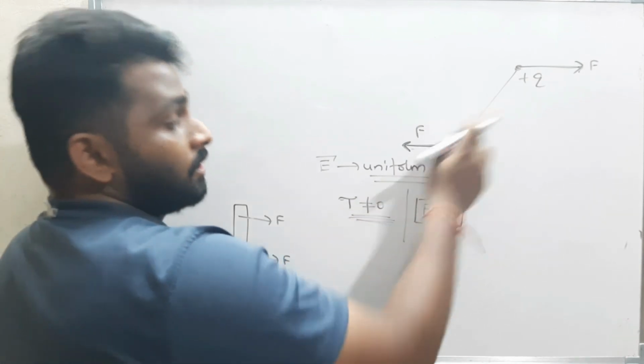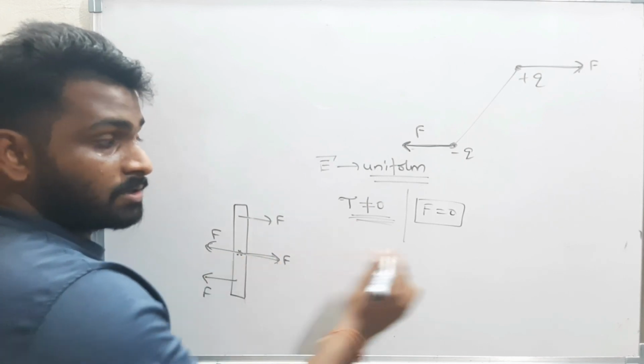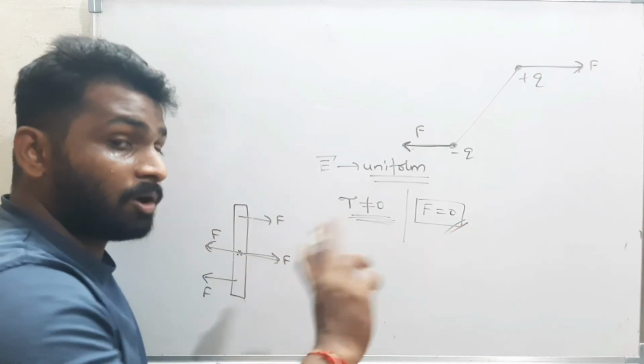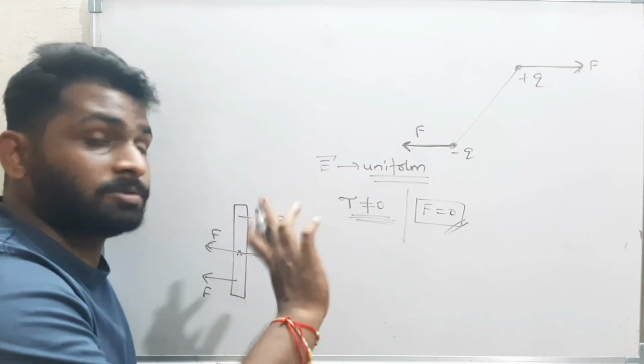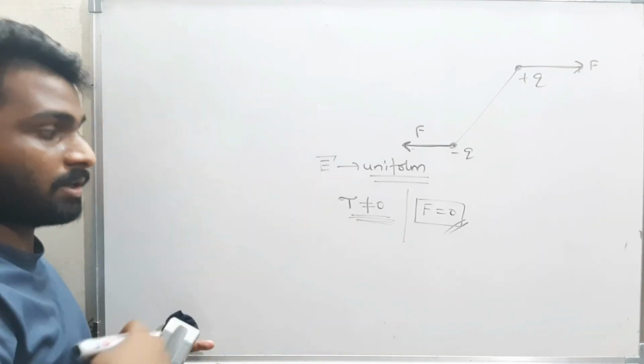That means F, equal and opposite forces. Therefore, the resultant force is 0. But the resultant torque is not 0. It may be 0, but it is not always 0. Okay. Now see, I will give a small example to understand this.